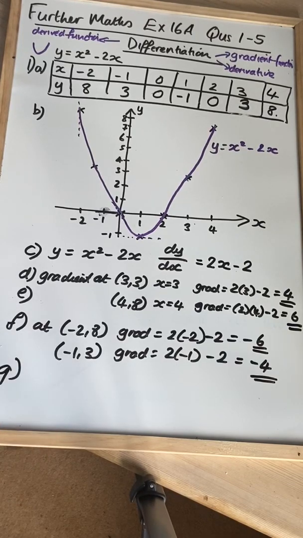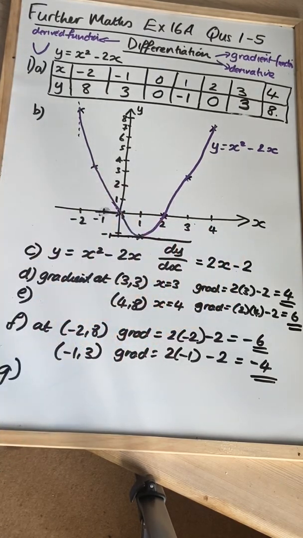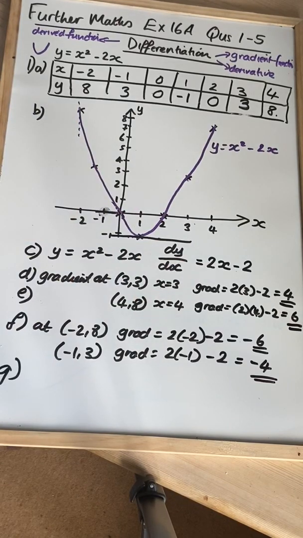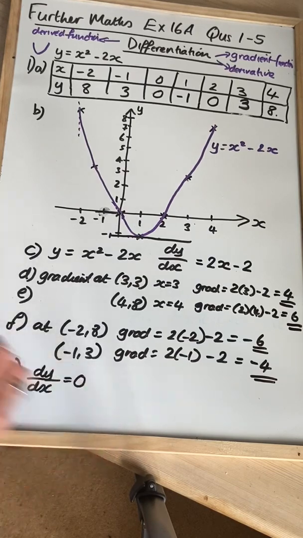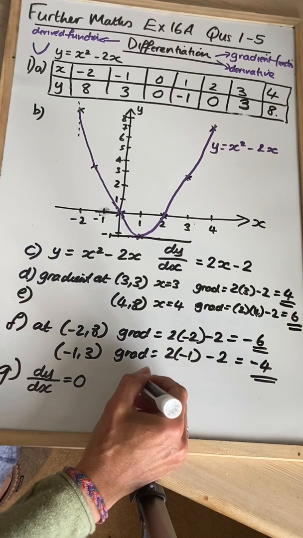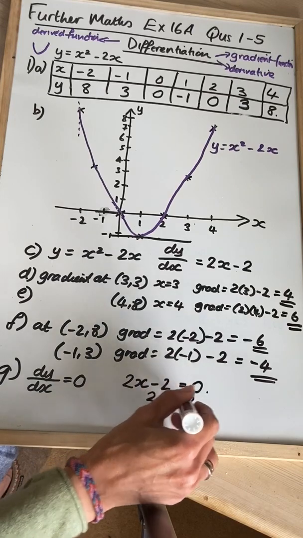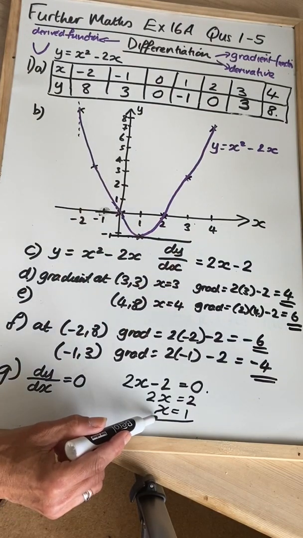Part G of the question, at what point on the graph is the gradient 0? Well, I think it's going to be at this point here, because if we drew a tangent to the graph, the tangent would be horizontal. A horizontal line has a gradient of 0. However, I'm just going to prove it by setting my gradient function dy by dx equal to 0. Okay, so if dy by dx equals 0, then 2x minus 2 equals 0, 2x equals 2, and x equals 1. So at x equals 1, we know that the gradient is 0.